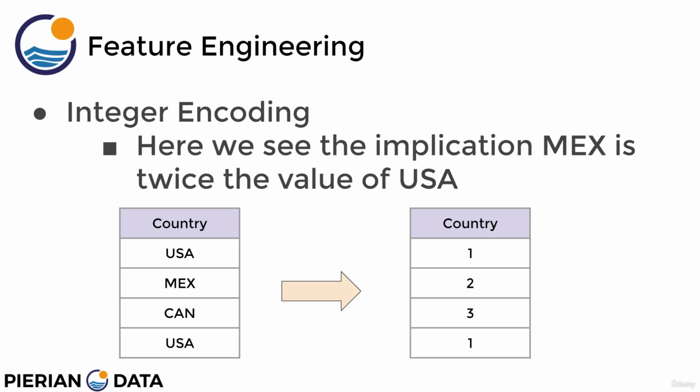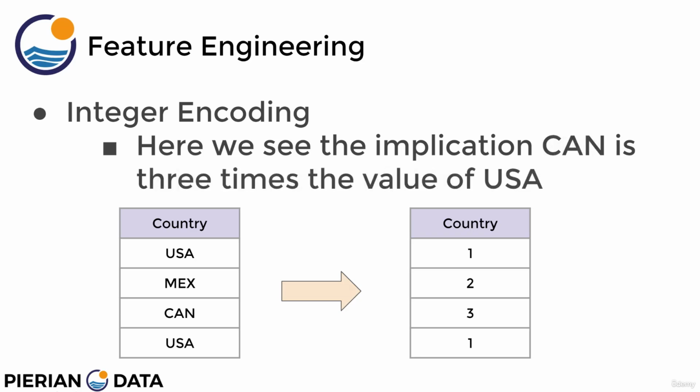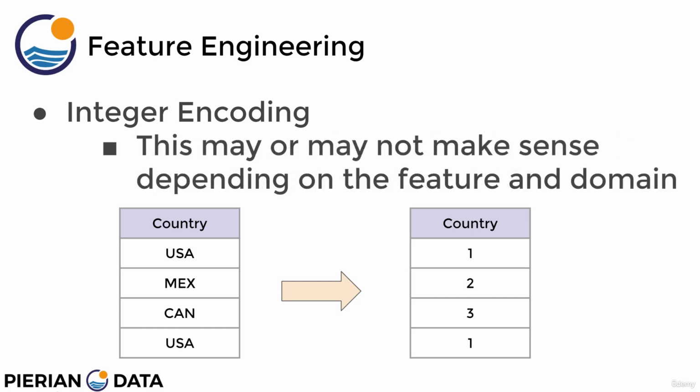Now, we know that realistically, there probably is not, for this particular case, some sort of ordering relationship, because the implication that we're making here with the integer encoding is that something like the country Mexico is twice the value of USA, and the country Canada is 3 times the value of USA. Now, that can be true maybe in certain situations where you're trying to do something like, I don't know, Olympic prowess or something like that, but in this particular case, it's highly unlikely that we actually have that direct relationship. So this may or may not make sense depending on the feature and the domain.